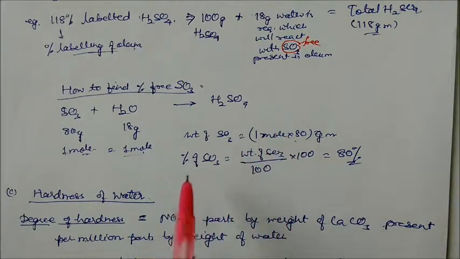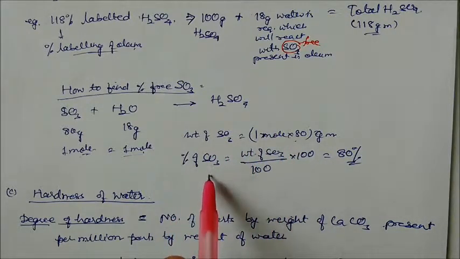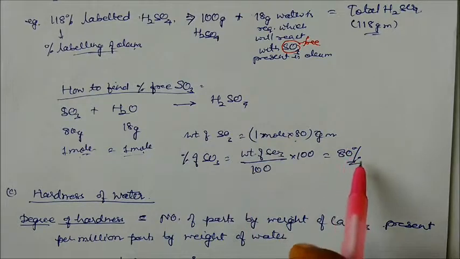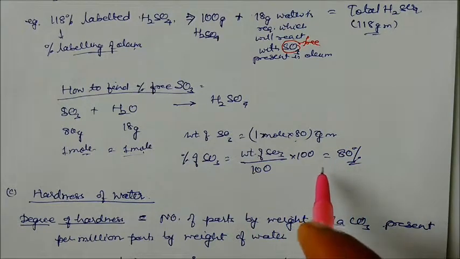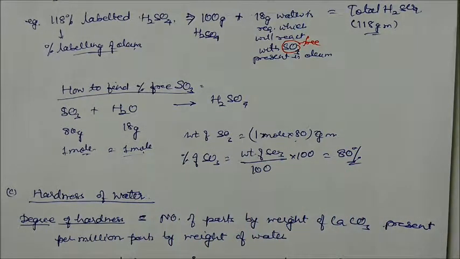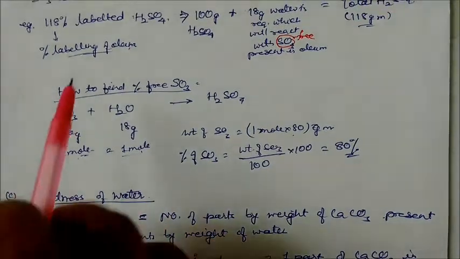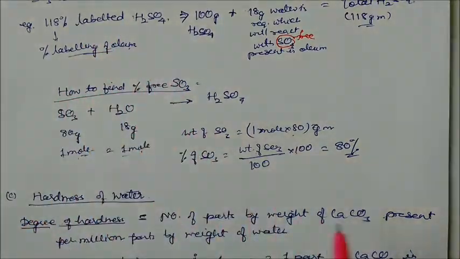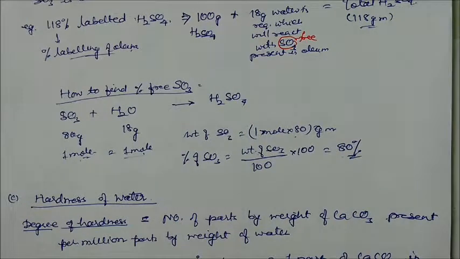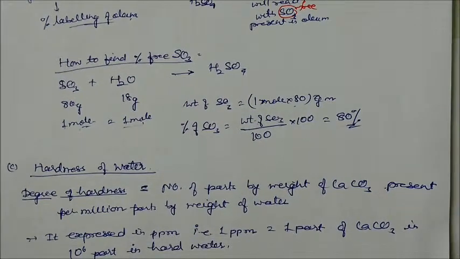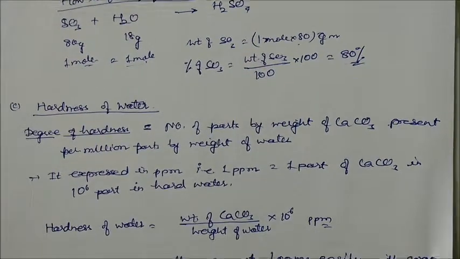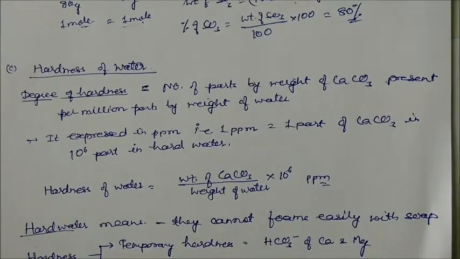So what is the percent of SO3? The percent of SO3 will be weight divided by 100, into 100. It will be 80%. This means 80% free SO3 is present in 118% oleum, which will react with water and be converted into H2SO4, that is 118 grams.